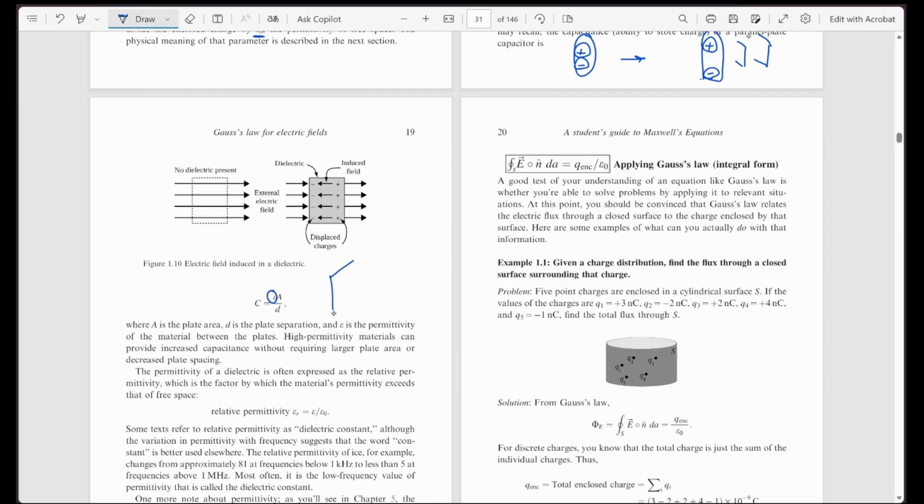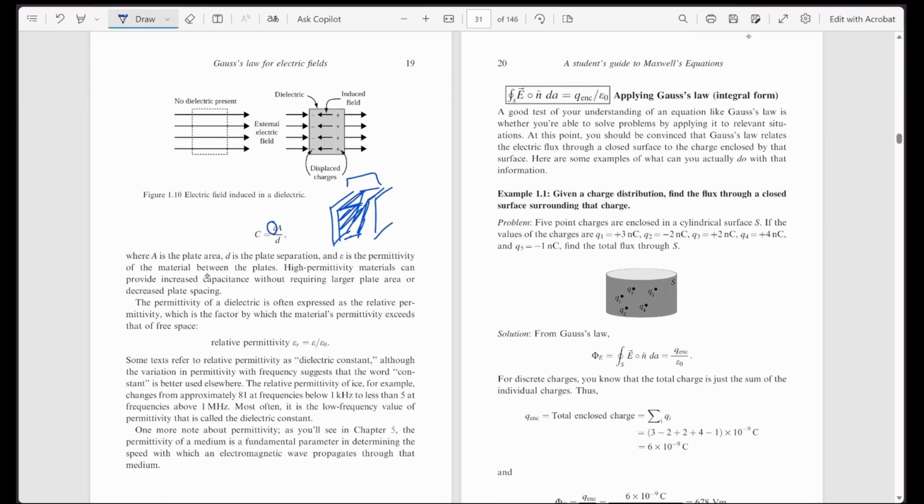For example, if we have two plates like that and we want to calculate the capacitance and there is a specific material between them in the middle, this E will be the permittivity of this material. High permittivity material can provide increased capacitance without requiring larger plate area or decreasing plate spacing. The permittivity of a dielectric is often expressed as the relative permittivity, which is the factor by which the material's permittivity exceeds that of free space.